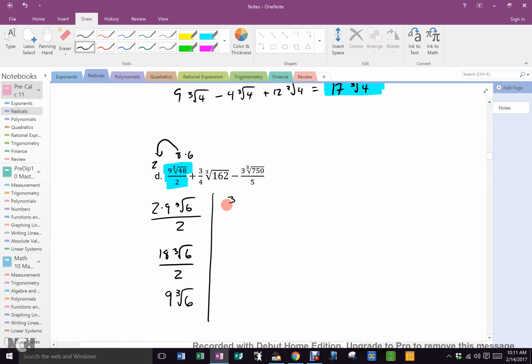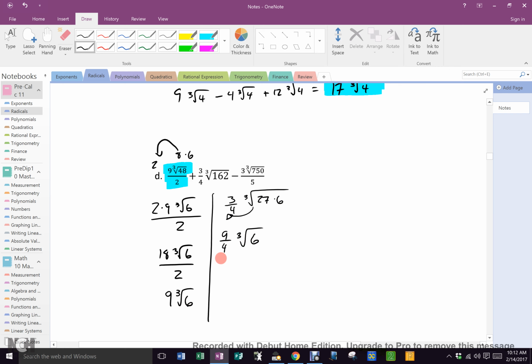So this becomes for me 3/4 cube root of 162, which is 27? No. 27 times 6, yeah? 27 times 6. I'm going to bring out the cube root of 27, which is 3. And I'm going to get 9/4 cube root 6. Yes? So, hey, cube root 6, cube root 6.